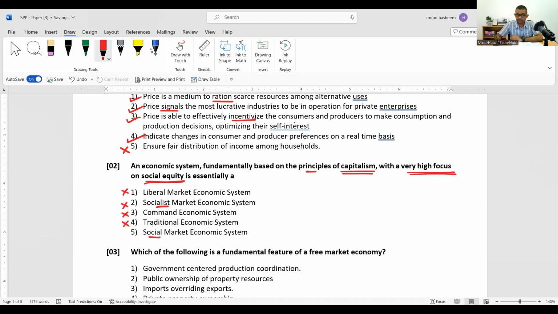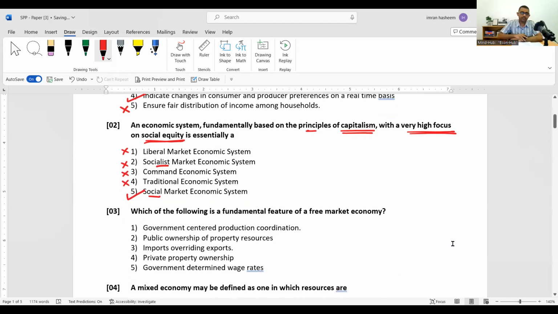Social market economic system. We have talked about this, and you guys are pretty good with that knowledge. Right. Then question number 3. Question 2, correct answer number 5.